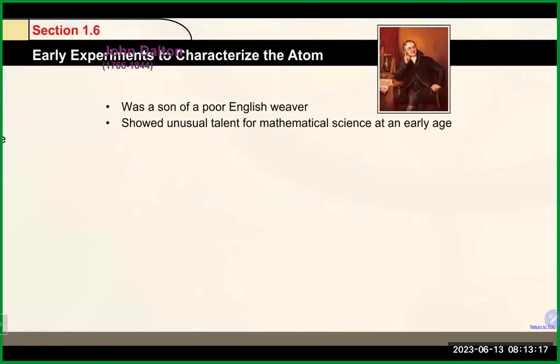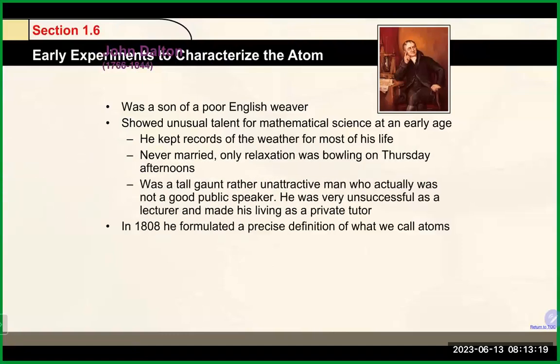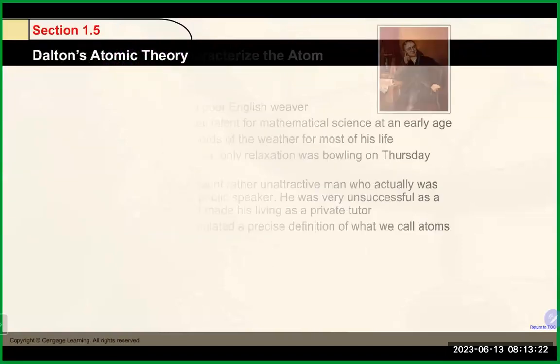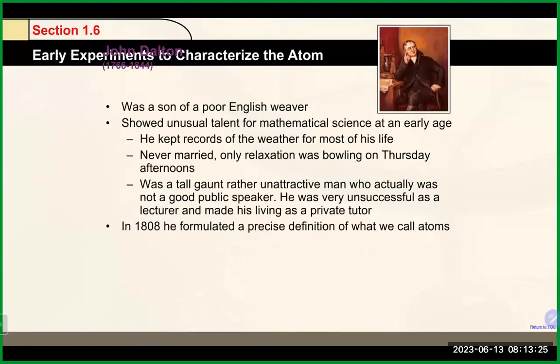So let's talk a little bit about Dalton. So the first real theory about the atoms came from Dalton, and this is John Dalton here. He was not a great lecturer. He basically wrote down the weather every day of his life. He never married, but he did like to go bowling on Thursdays, which is a really important thing to know for this class. So that definitely will show up on the exam. Remember, don't pick any other day, should be Thursdays.